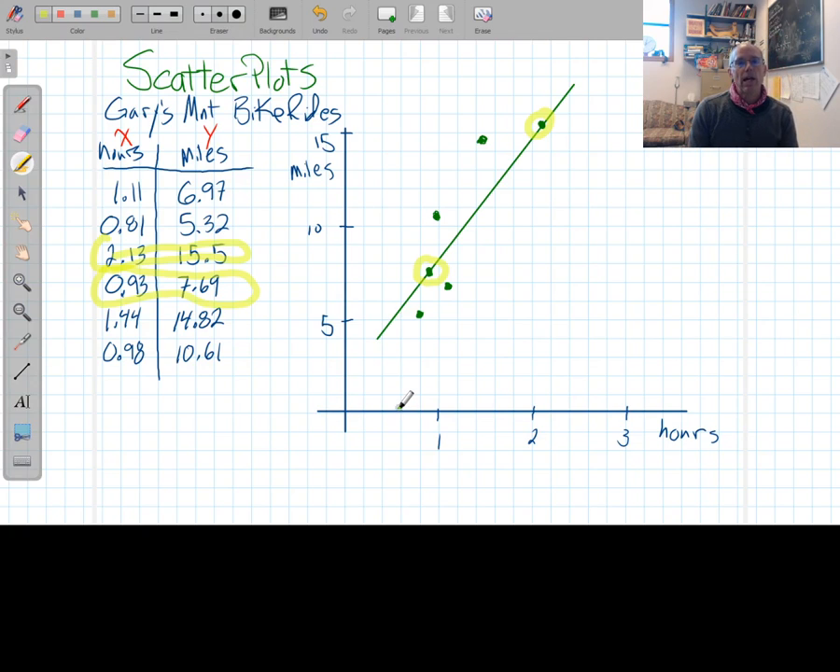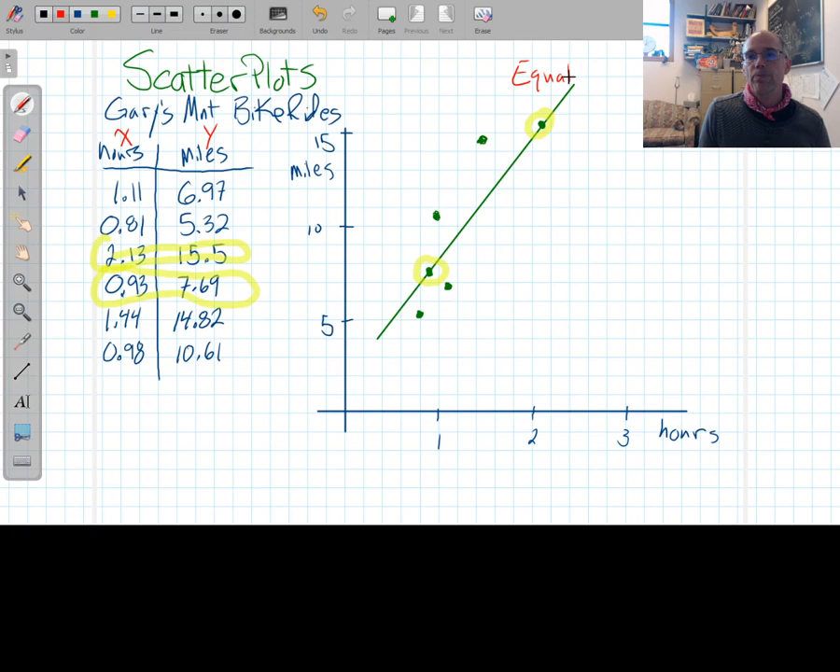Welcome back. In the last video, I made a scatter plot for some of my mountain bike rides, and I estimated a line through there. This is my estimate of what we call a line of best fit, or a trend line. So what I'm going to do next is try to find the equation for this trend line. So that's the topic right now.